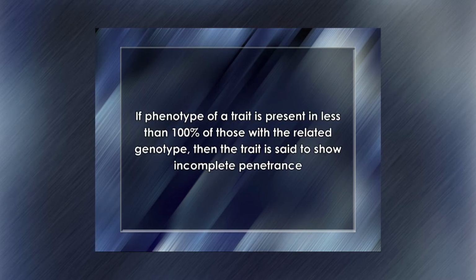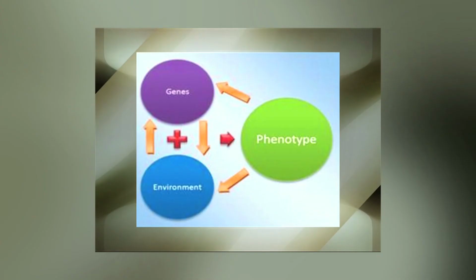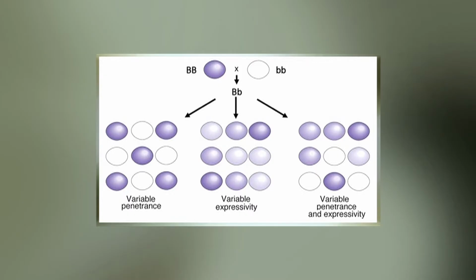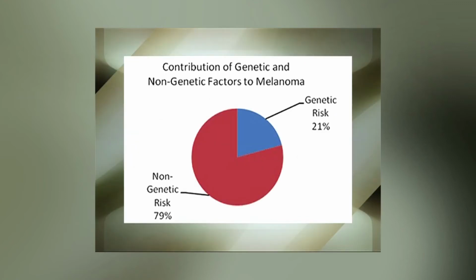If the phenotype of a trait is present in less than 100% of those with the related genotype, the trait is said to show incomplete penetrance, while expressivity refers to the degree of a gene's phenotypic expression. Expressivity defines the degree of expression for a particular trait. If a trait does not have a uniform level of expression, it is said to have variable expressivity. This variable expressivity results from interactions with alleles of other genes and with non-genetic environmental factors.